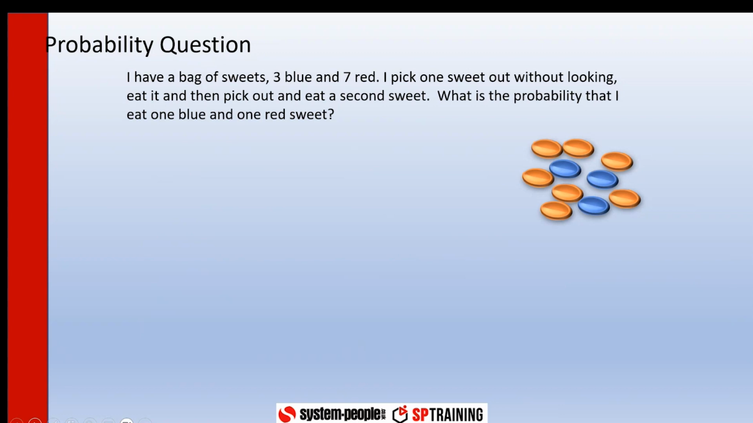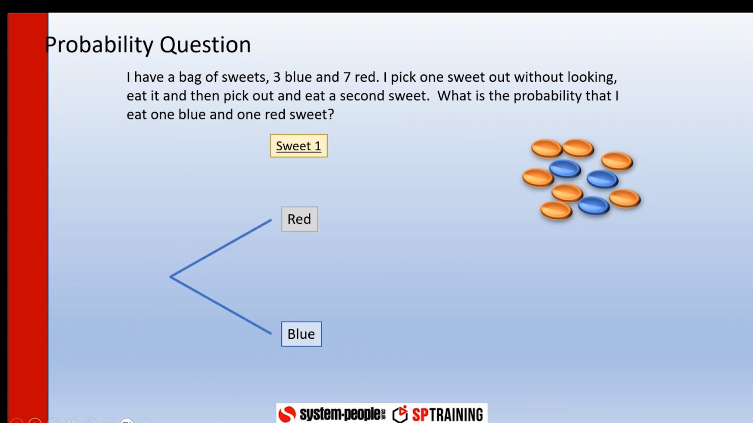Let's have a look at another example where this is a useful fact. You've got a bag of sweets, 3 blue, 7 red. If I pick out one sweet without looking, eat it, and pick out a second and eat the second sweet, what is the probability that I will eat 1 blue and 1 red sweet? Well, let's have a look at this problem.